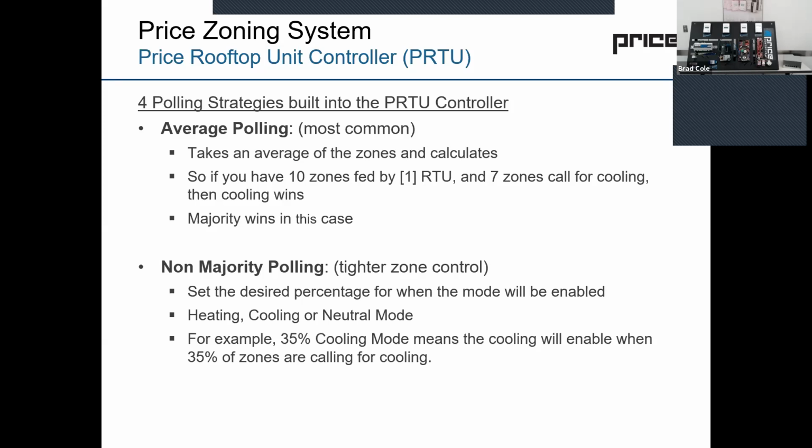Based on those demands, it will calculate if it needs to turn on 1 stage of cooling or 2 stages of cooling. So the PRTU has this internal logic or this PI control that is always calculating as it scans the network over that BACnet network.